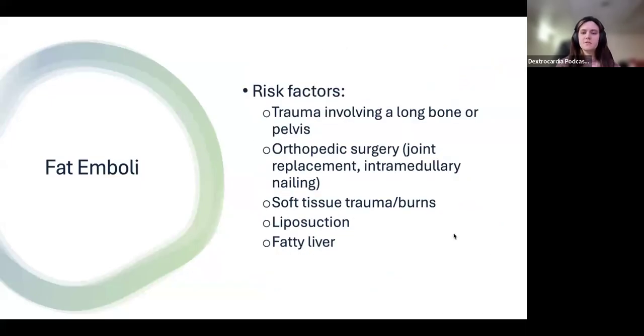Risk factors include trauma involving a long bone or the pelvis, orthopedic surgery. So if they're having a hip or knee replacement, and then intramedullary nailing too. It's these thicker nails. They can also disrupt it. Soft tissue trauma and burns. Liposuction actually can. It's a small chance, and then fatty liver disease is also associated with it as well.